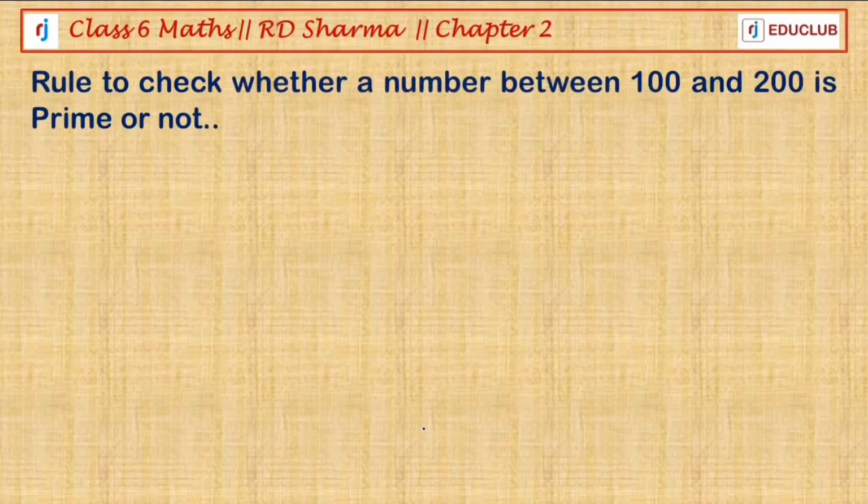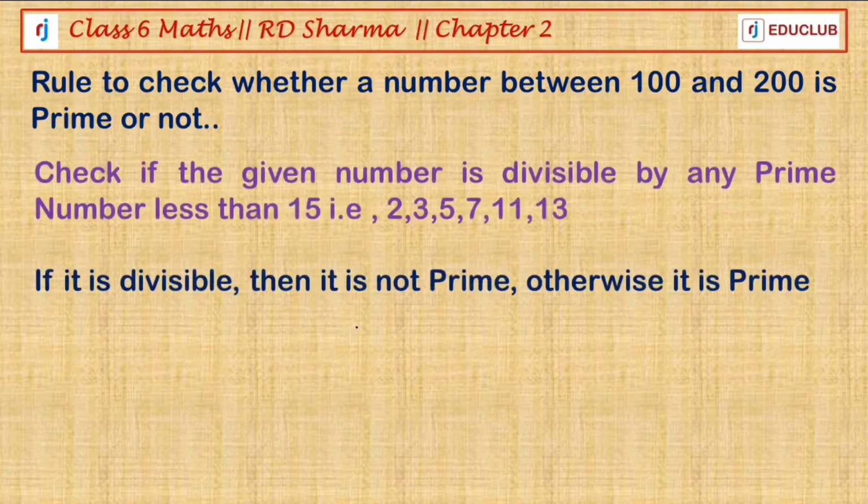Now there is a rule to check whether a number between 100 and 200 is prime or not. What is that rule? Check if the given number is divisible by any prime number less than 15. What are the prime numbers less than 15? 2, 3, 5, 7, 11 and 13. If it is divisible, then it is not prime. Otherwise, it is a prime number.